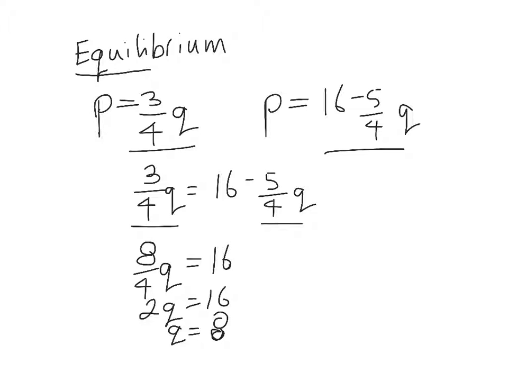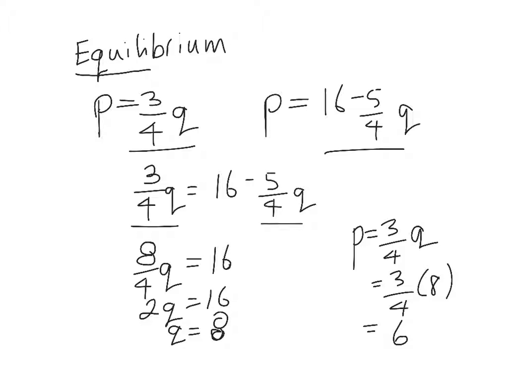So to find our equilibrium price, we're going to take this value of Q and substitute it into either the supply or the demand function. And in this case, I'm going to probably choose the supply function because it requires less operational work. So P equals 3/4 Q, where Q is 8. And I know that 3/4 of 8 is 6. And so that would be our price at equilibrium. So our equilibrium point in this case would be 8 and 6.